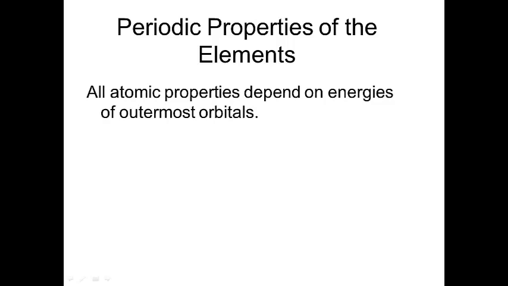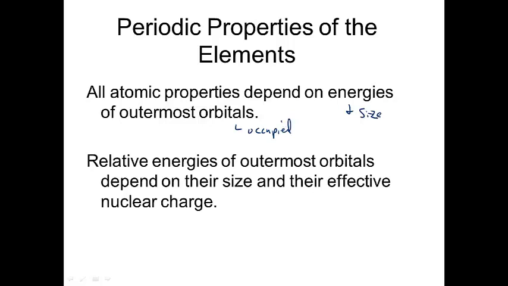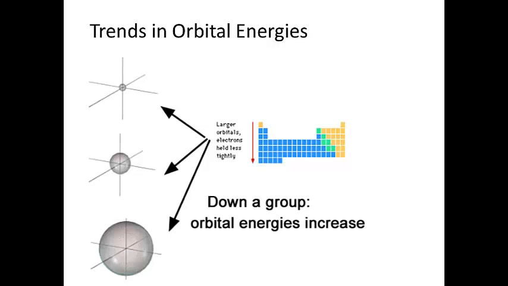So we're going to start out with talking about this in a general sense. The periodic properties of elements all depend on the energies and also the size of the atom's outermost orbitals. That is, the outermost orbitals that are filled, outermost occupied orbitals. And the relative energies of those outermost orbitals mainly depend on the size of the orbitals, how big the orbital is, and also what's called the effective nuclear charge, which we'll talk about in a couple of minutes.